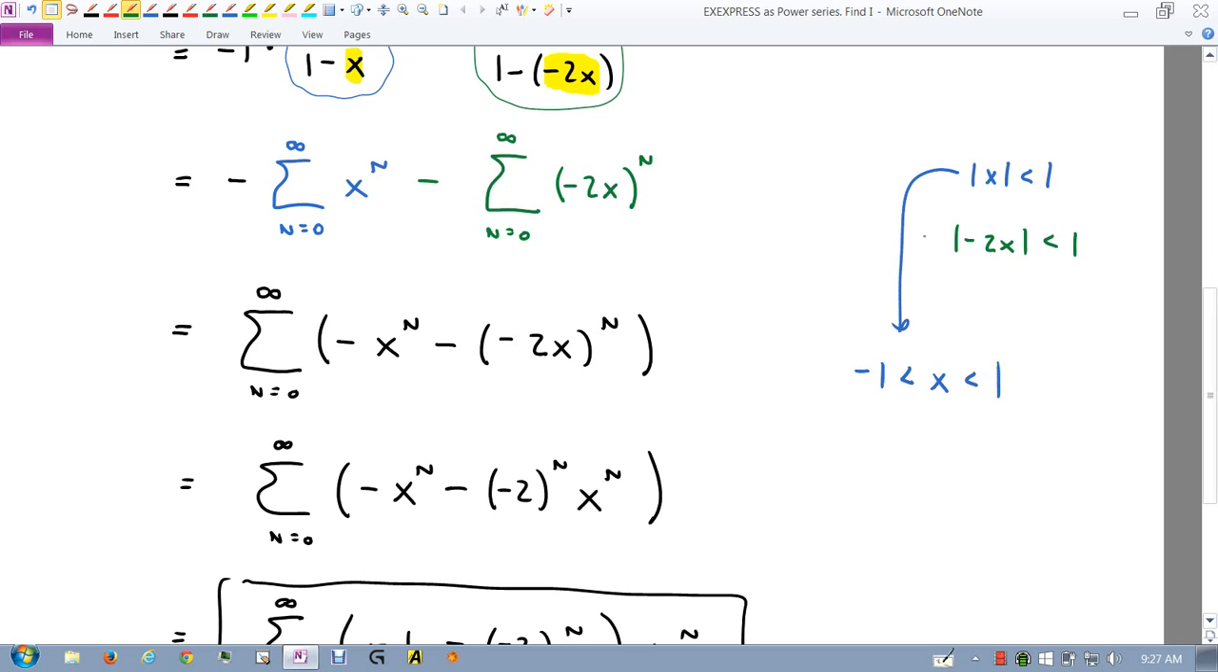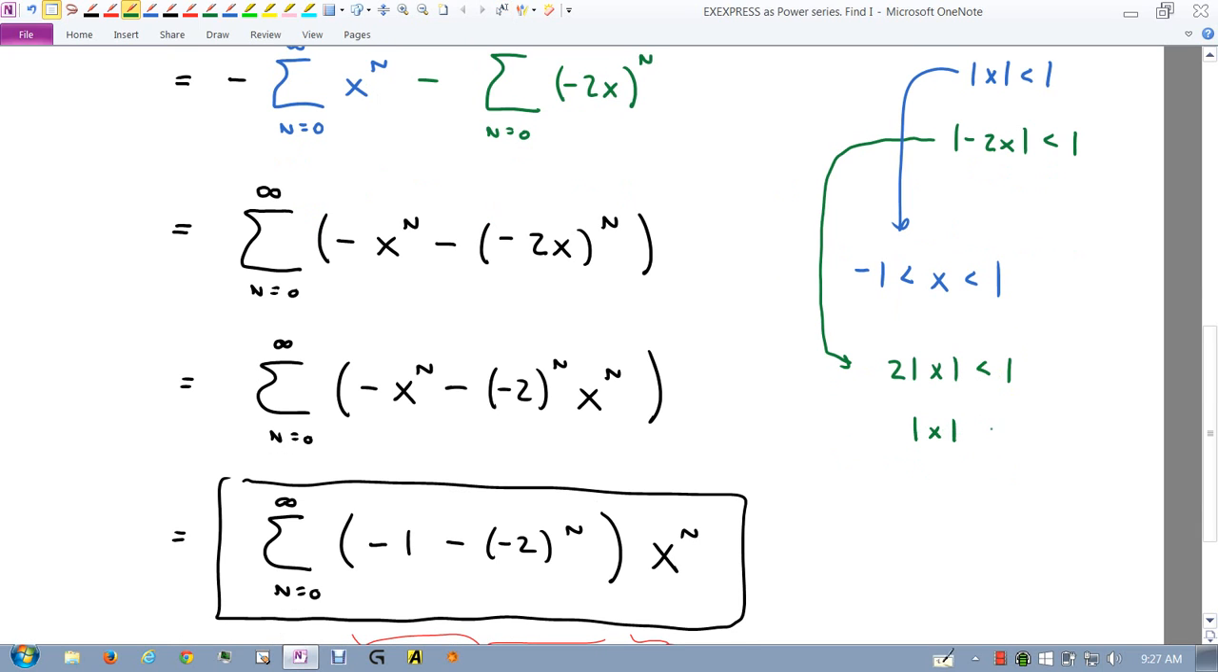That's one possible answer. And then the other one, this is the same as 2 absolute value of x less than 1. And dividing both sides by 2, absolute value of x has to be less than 1/2, which means that -1/2 has to be less than x has to be less than 1/2. We talked about that at the beginning of class last time. So in order for the blue one up here to converge, we've got to be between -1 and 1. But for the green one to converge, we have to be between -1/2 and 1/2.